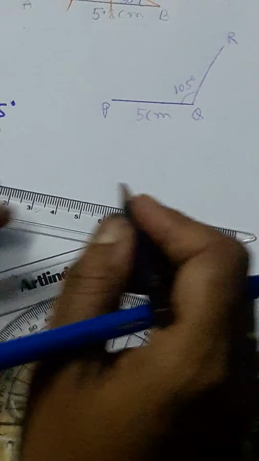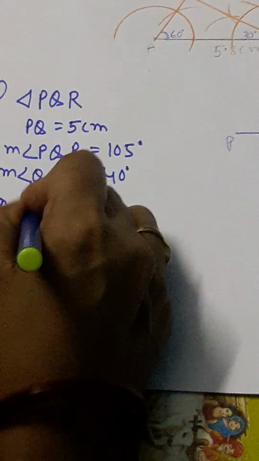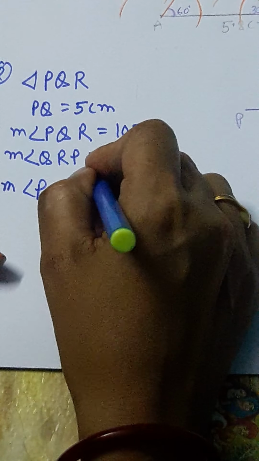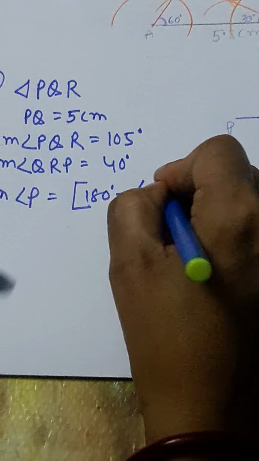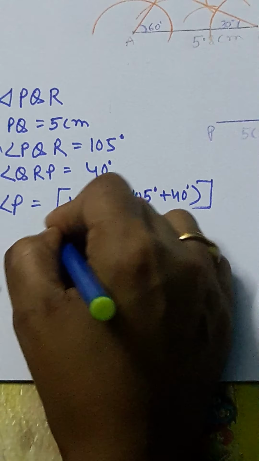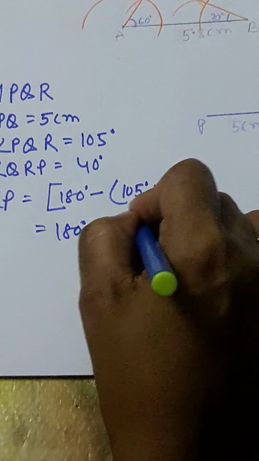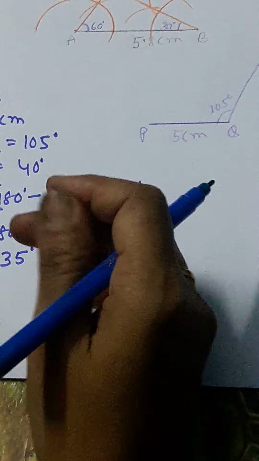So we will go in search of the third angle. What is the third angle? Angle P. So we have to find out the measure of angle P. What will it be? As per the angle sum property, it will be 180 degrees minus (105 degrees plus 40 degrees). So it will be 180 degrees minus 145 degrees. After subtraction we are getting only 35 degrees. So the measure of angle P will be 35 degrees.